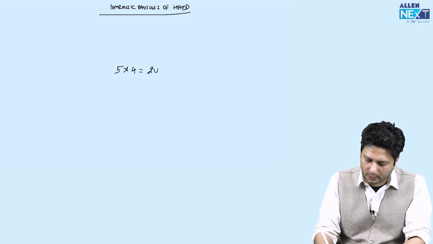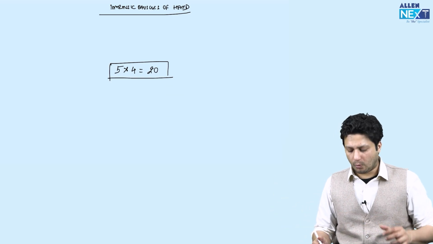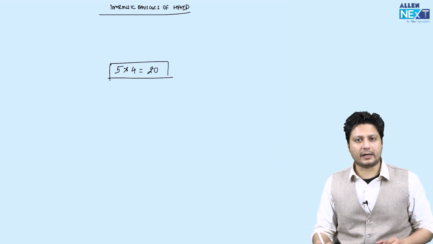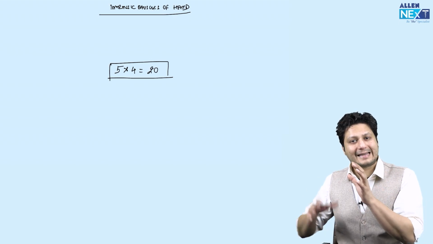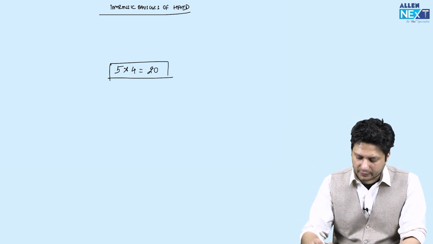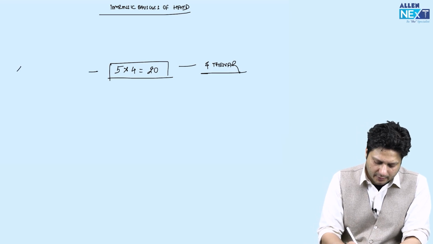5 into 4 is equal to 20. Now, what is the meaning of the term 5? 5 basically represents the groups of the muscles and 4 is the number of muscles in each group. So, if we talk about the groups, the first group is thenar. As you came to know, there are 4 thenar muscles. The second group is hypothenar. So, there are 4 hypothenar muscles.